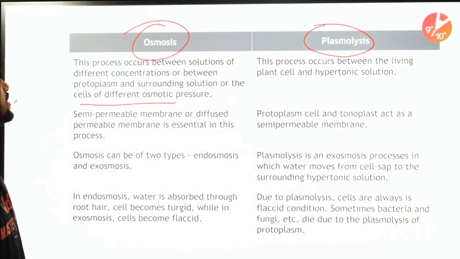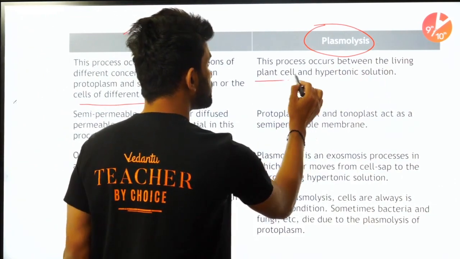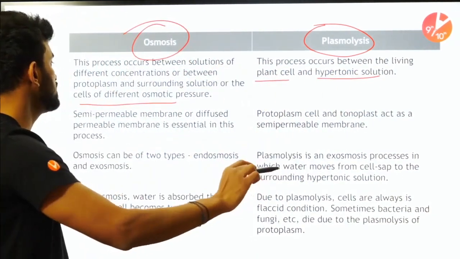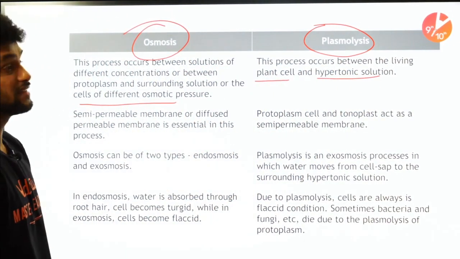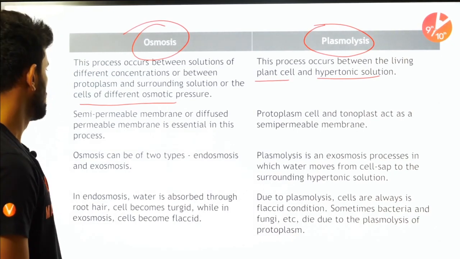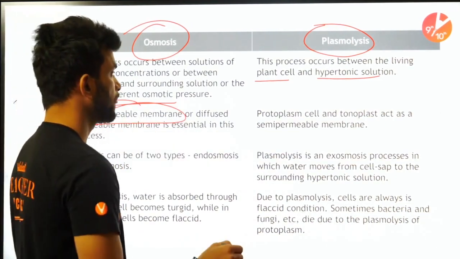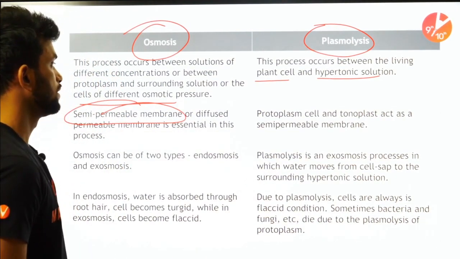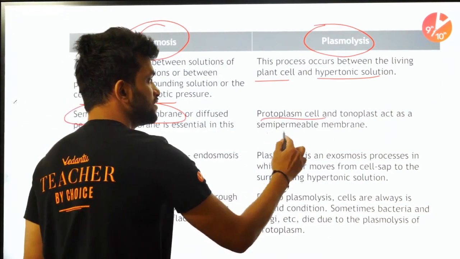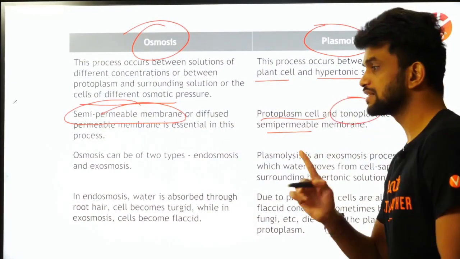What is this? The process occurs when there is a difference in concentration, between a living plant cell and a hypertonic solution. Again, this also happens in a hypertonic solution. The most important thing is that a semi-permeable membrane should be involved here, right? Protoplasm acts as a semi-permeable membrane. What is the tonoplast? The tonoplast is the membrane of the cell vacuole.